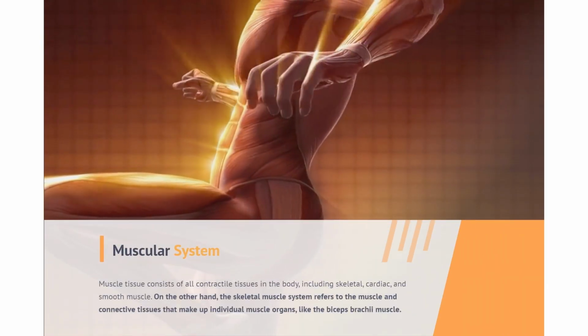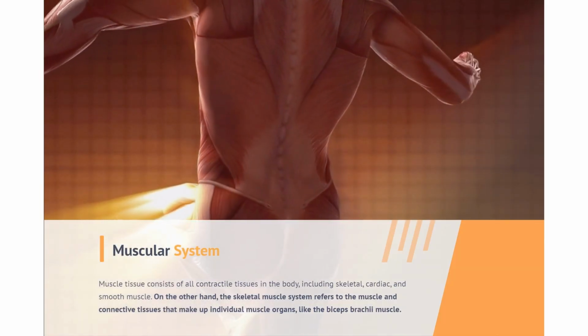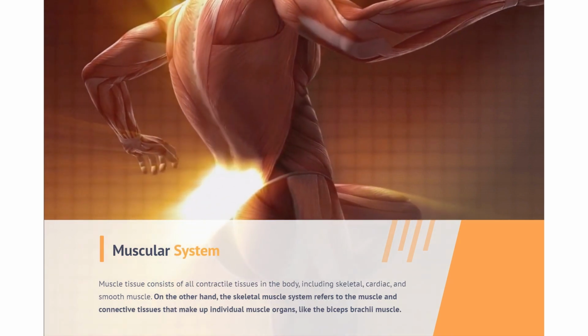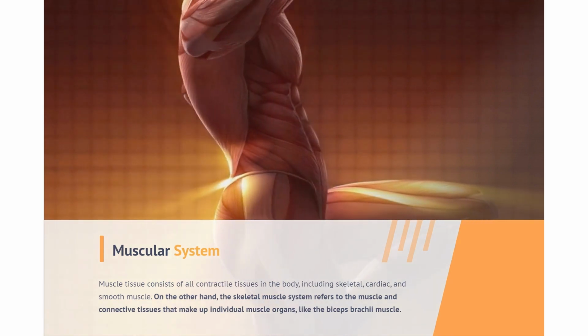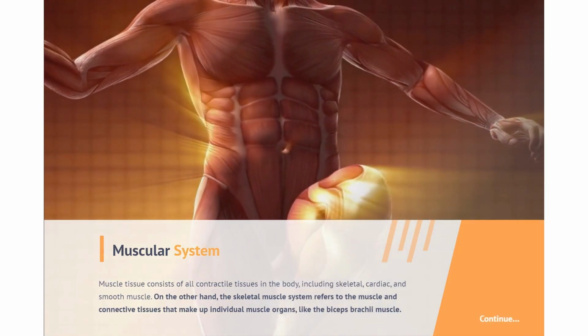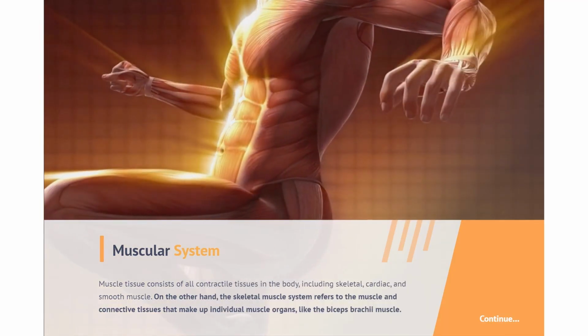Muscular system. Muscle tissue consists of all contractile tissues in the body, including skeletal, cardiac, and smooth muscle. On the other hand, the skeletal muscle system refers to the muscle and connective tissues that make up individual muscle organs, like the biceps brachii muscle.